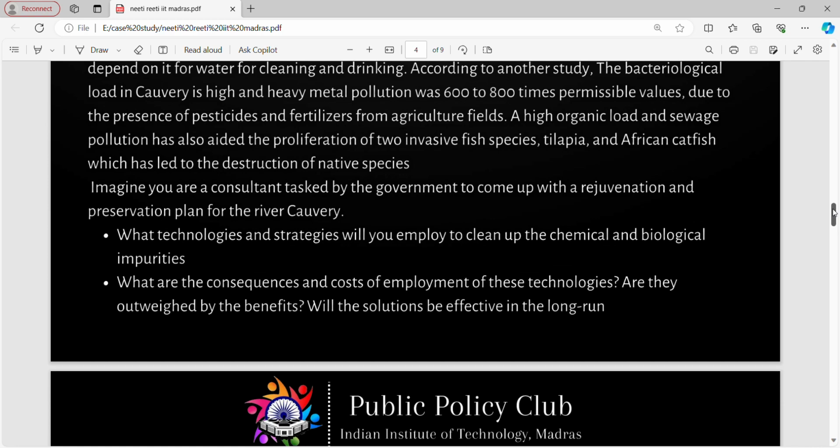Okay, so technologies and strategies that you will employ to clean up the chemical and biological impurities. Then consequences and cost of employment of these technologies, benefits, and whether these solutions will work in the long run. Okay, so these are the required points in the solution of the first prompt.